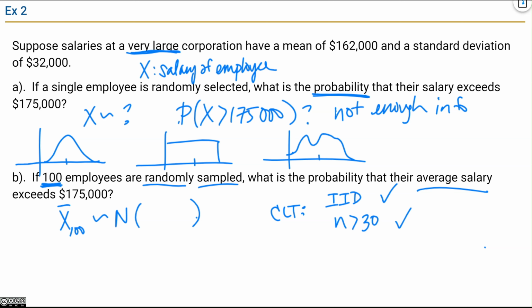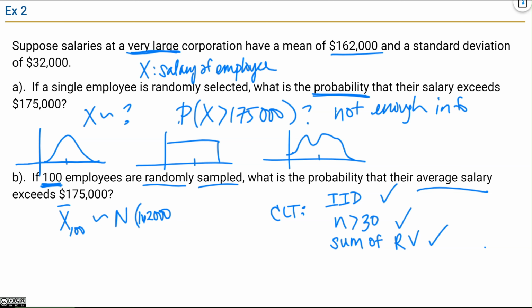So we need IID, n greater than 30, and then we need to be looking at either sums or means, right? We're looking at the sum of random variables. Okay, so that means this all applies, which means I now know the exact distribution and I can calculate the exact probability. The mean of this is going to be the same as the mean of the population, so 162,000.